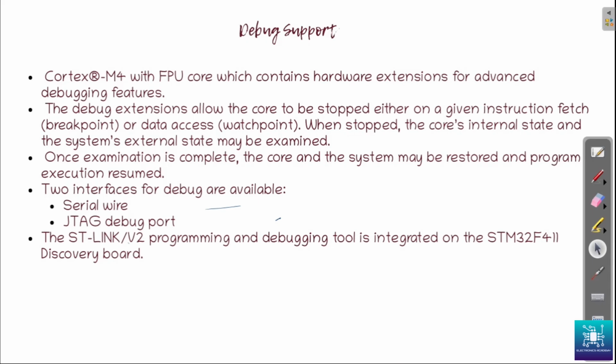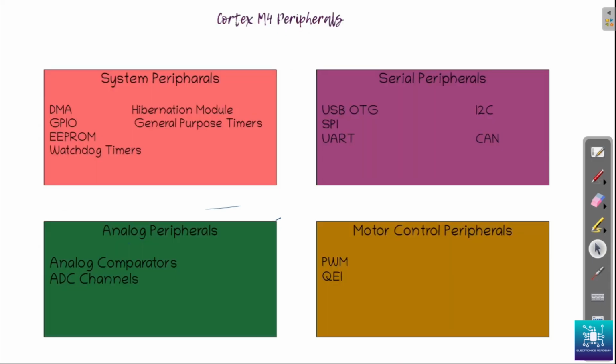Two interfaces for debug are available. One is a serial wire and another one is a JTAG debug port. And the ST-Link version 2 programming and debugging hardware is integrated into the STM32F411 Discovery board. So there is another chip on board besides the chip that we program, which will take care of the debugging for us. So we don't need a costly external debugger for trying out the debug feature, and that is what we are going to use.